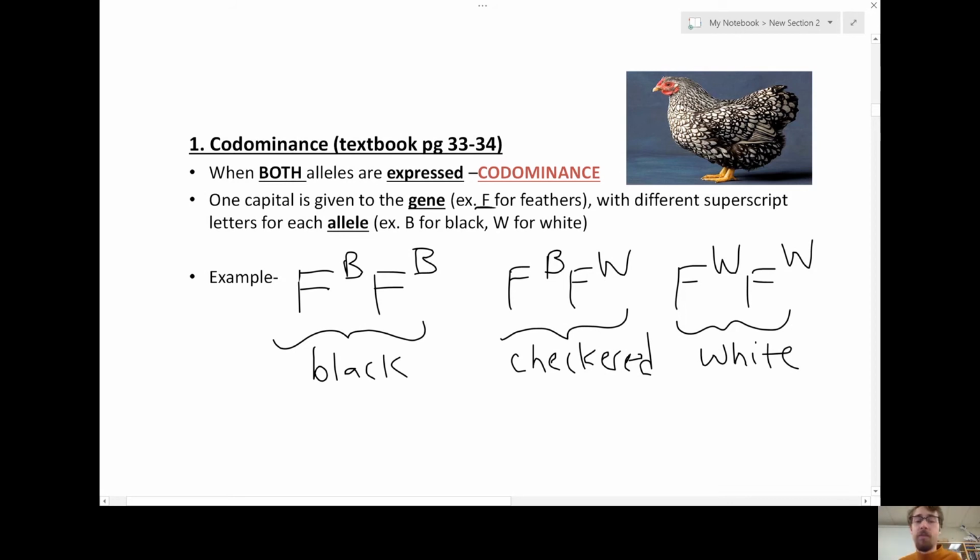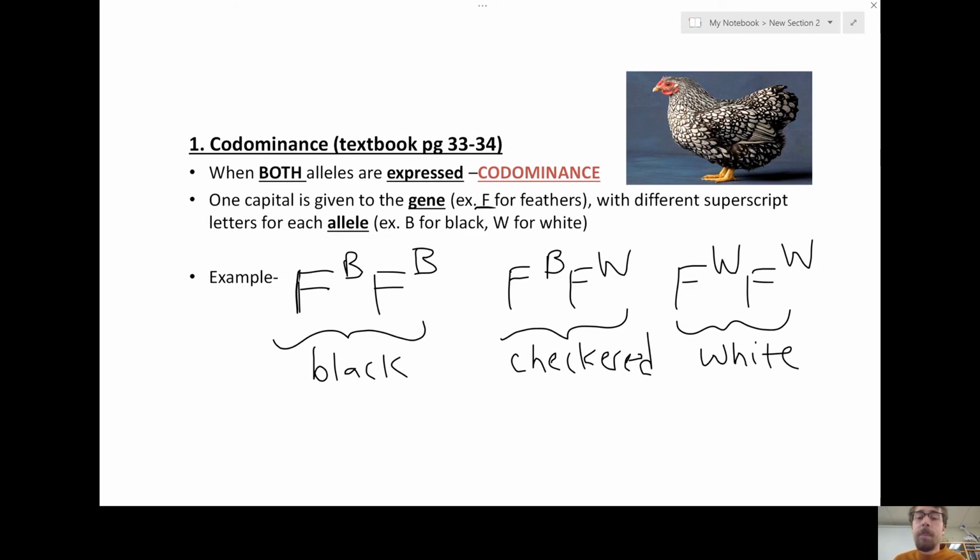We use F for feathers, a big capital F to start your alleles. Then you write down a different superscript depending on what the allele is. If you have an all black chicken, you have your F, then superscript B, B for black. On the other side, if we have an all white chicken, we're still using F for feathers, then we use two superscript W's to show that it's a white chicken.